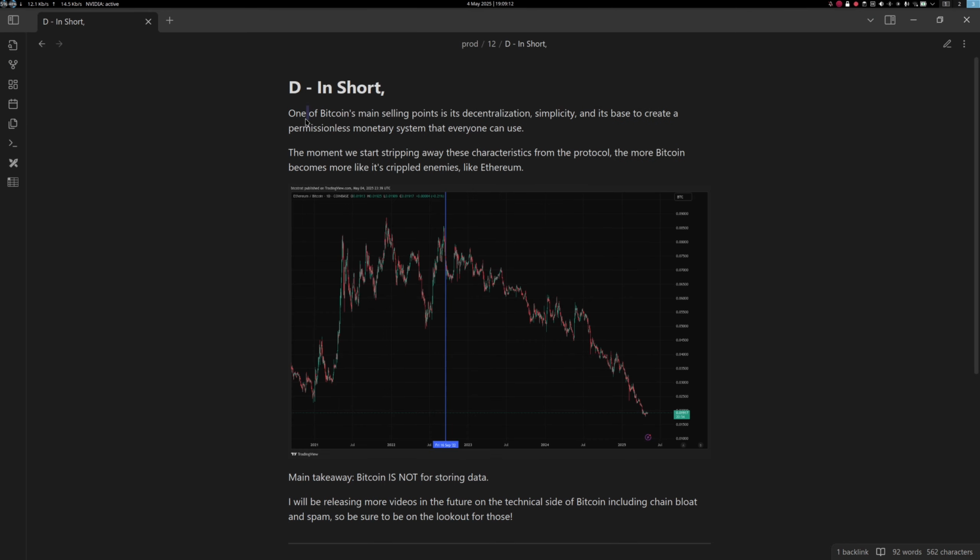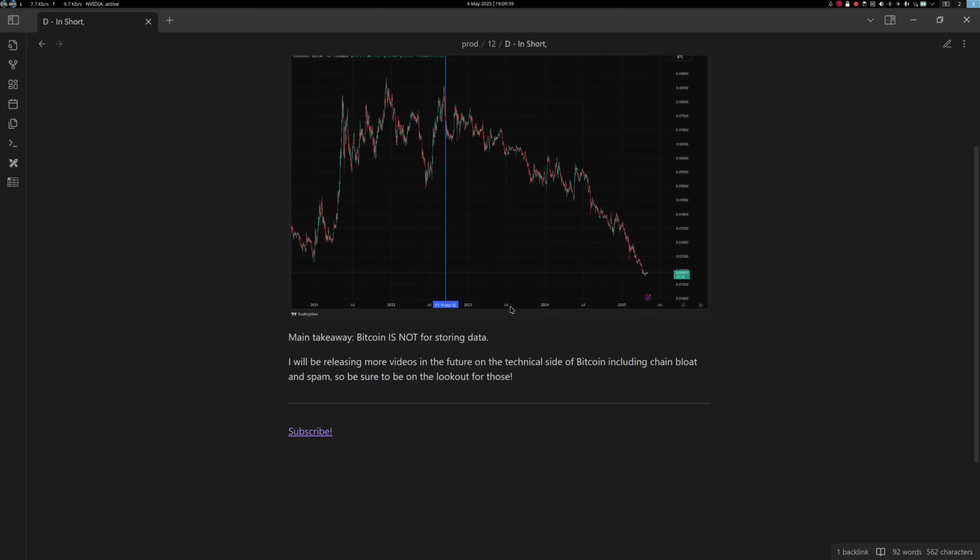Now, in short, one of Bitcoin's main selling points is decentralization and simplicity, and it's built to create a permissionless monetary system that everyone can use. The moment we start stripping away these characteristics from the protocol, the more Bitcoin becomes like its crippled enemies, like Ethereum. As we can see by this picture, that blue line represents Ethereum's merge, which is a switch from proof of work to proof of stake. Ever since they did that, their protocol has been dying.